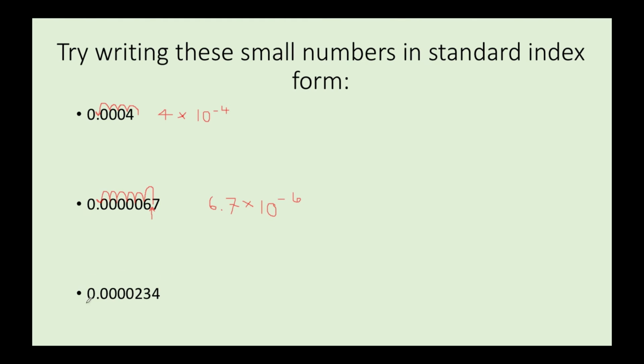Now this one, we have to be very careful because we don't want to use 23.4. We want to use 2.34. So 2.34 would be the beginning of our answer, times 10, and then we're going to go backwards. 1, 2, 3, 4, 5, to the power of minus 5. Okay, so I hope that's understandable and you understand how to put numbers into standard index form.